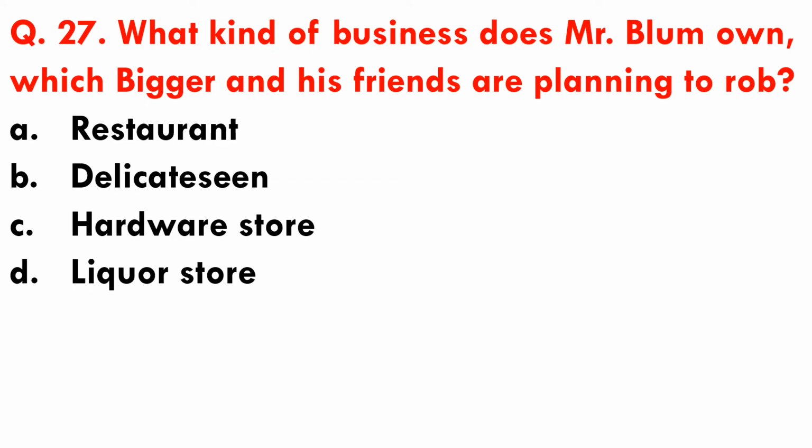Question number 27. What kind of business does Mr. Blum own which Bigger and his friends are planning to rob? Options are A, restaurant, B, delicatessen, C, hardware store, and D, liquor store. So here the right option is option B, that is delicatessen. Mr. Blum owns a delicatessen business. Now what is a delicatessen? A delicatessen is a shop selling cooked meats, cheeses, and unusual or foreign prepared foods. So option B is the correct answer.